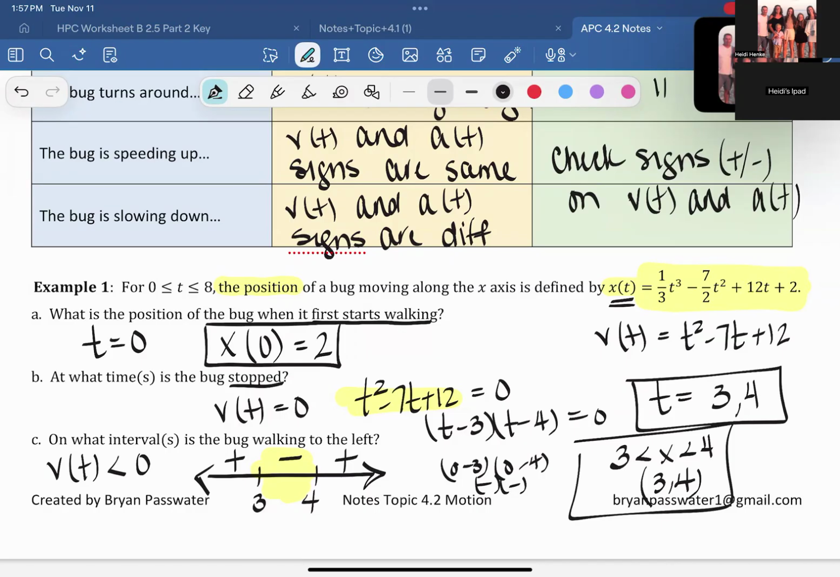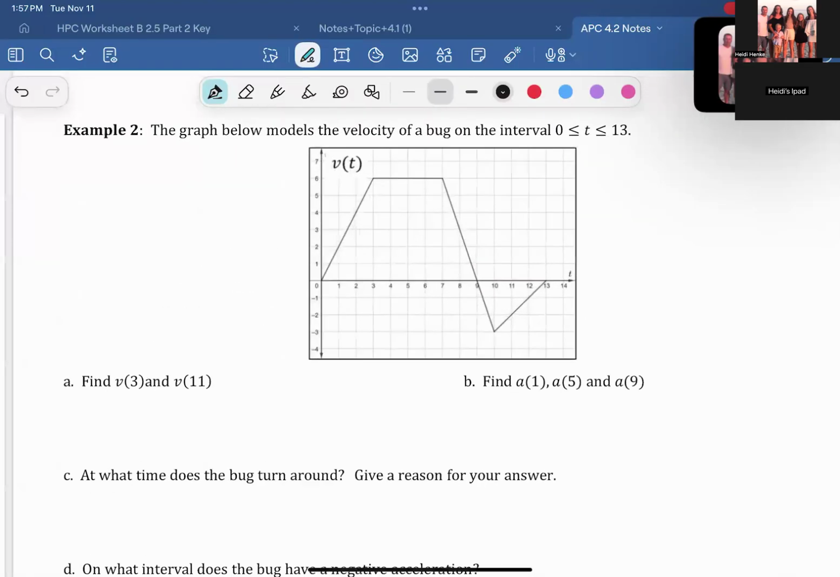Why do we not include 3 or 4? Because it's not moving left at 3 or 4. It is stopped at 3 and 4, so we don't include them. Okay? All right, again, pause, rewind, whatever you need to do. I'm going to move on to the next question.